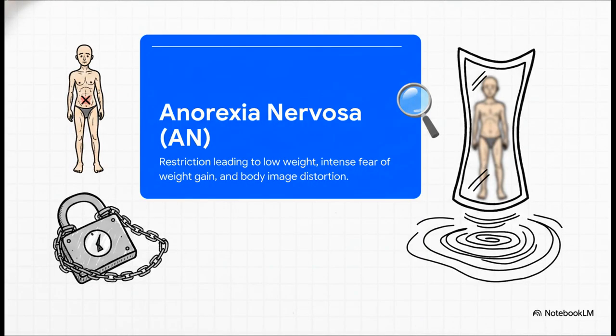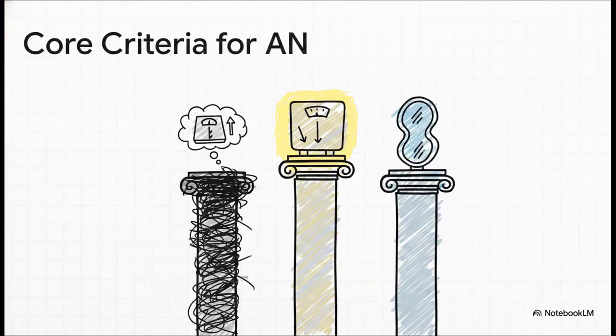This one really stands on 3 pillars. First, there's restriction of food that leads to a significantly low body weight. Second, there's this intense, powerful fear of gaining weight. And third, there's a serious disturbance in how they perceive their own body. Those 3 pillars map directly onto the formal criteria. You need all 3. But I want to stress criterion A. That significantly low body weight part, it's not optional. It is an absolute requirement for the diagnosis of anorexia nervosa.